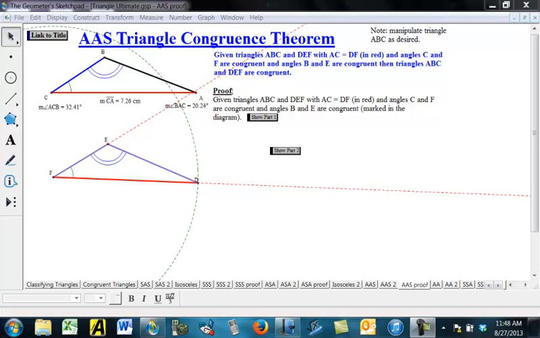Hello, this is Jack Jackson back with just a little bit more work on the angle side condition. We have the angle side triangle congruence theorem, and that is if we're given two triangles with the angle side conditions there, they have to be congruent.